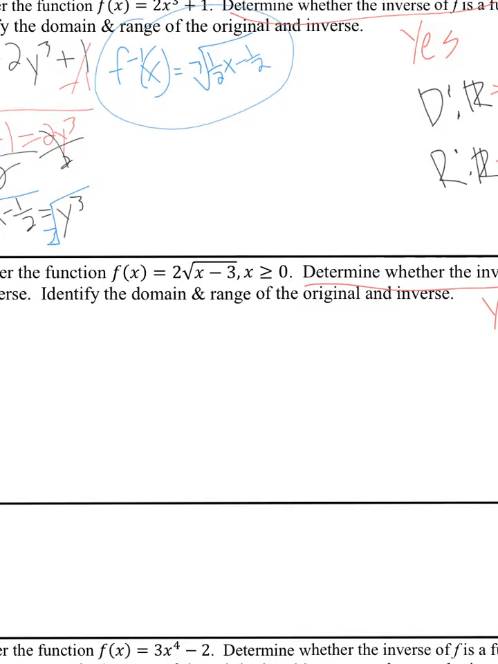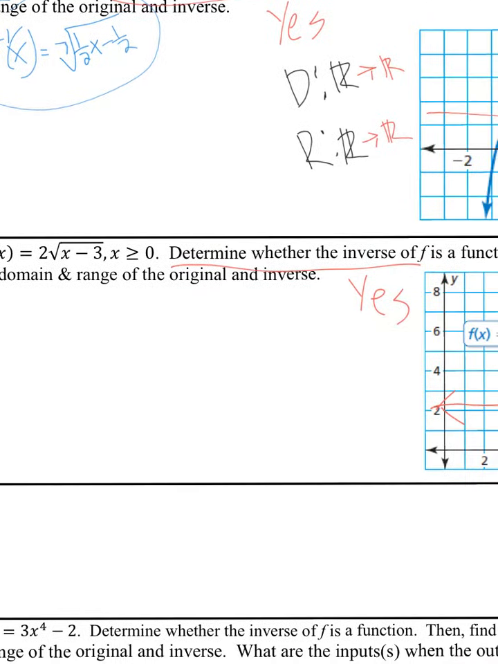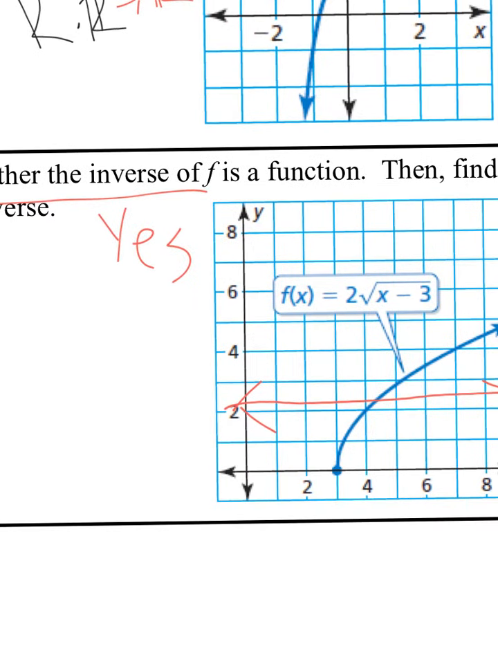Now calculate the inverse regardless of whether or not it's a function, and then we'll identify the domain and range. So what I'd like to do first again is look at the domain and range of the originals. All right. So the domain here starts at 3, and then it goes to the right. So x is greater than or equal to 3. The range, well, where's this 3 at? That's when y equals 0, and then it goes up forever.